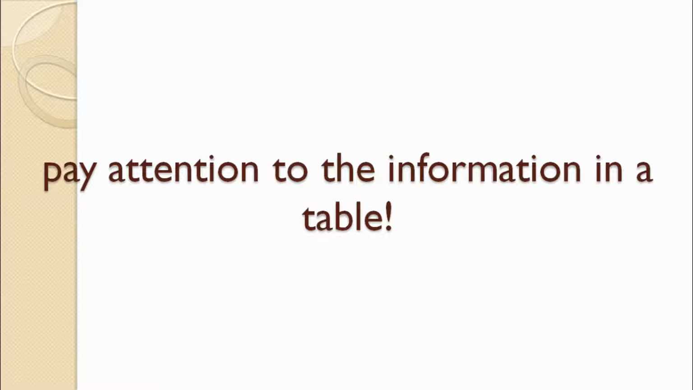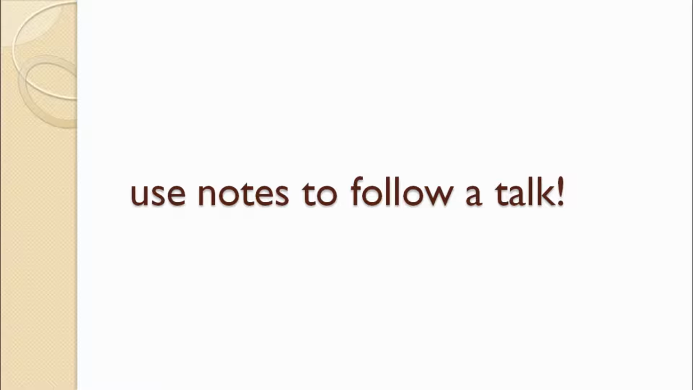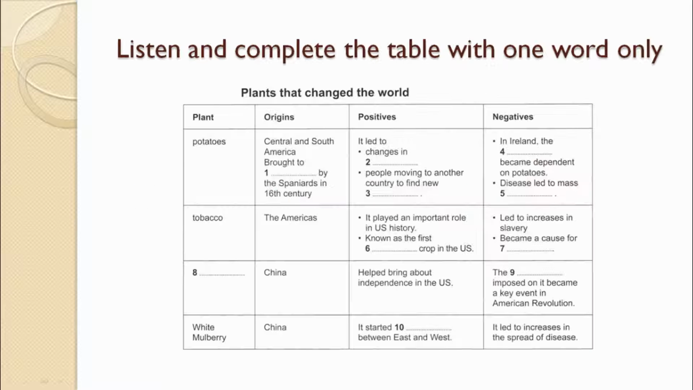The information in a table is always read from left to right. The different examples will be described in order. Notice that there is often a title or a heading at the top of the table to give you more information. Use notes to follow a talk. The headings in a set of notes can help you in the same way as the headings in a column. And now, listen and complete the table with one word only.